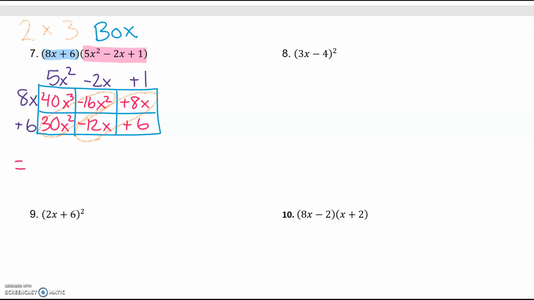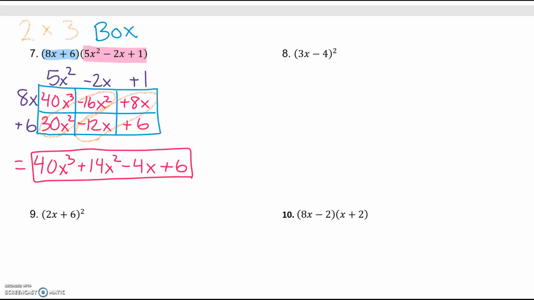Okay? So when we bring our like terms out of the box, I always start with my biggest exponent. So 40x cubed. 30x squared minus 16x squared is going to be positive 14x squared. Negative 12x plus 8x is negative 4x, and then plus 6.